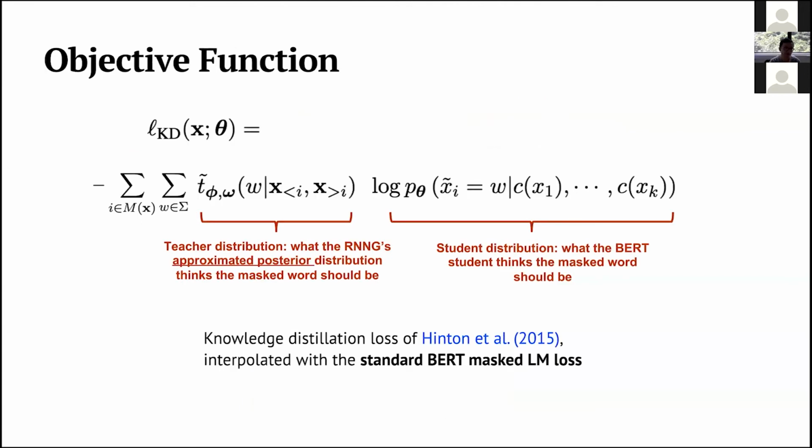And the objective function is simple. We just use Hinton's standard knowledge distillation objective. So the intuition here is that the second part is the student distribution, what the BERT student thinks the masked word should be. And the first part is the teacher distribution, what RNNG's approximated posterior distribution thinks the masked word should be. So we can see that the teacher is teaching through this objective function.